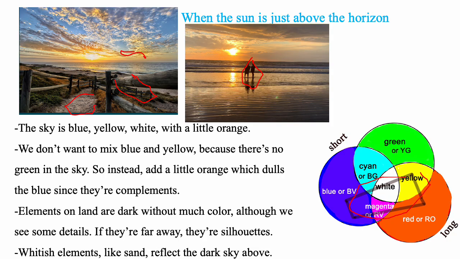Now, when you paint a sky like this, you would have to put blue next to yellow, and you don't want to mix them and get green because there isn't any green in the sky. So instead, use a yellow-orange or add a little orange here because it dulls the blue and is responsible for these grayish areas in the sky, the mixture of blue and orange.